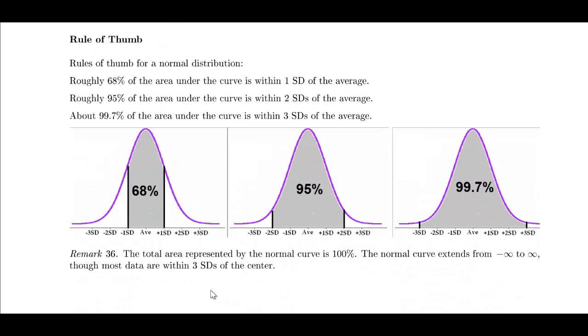One of the properties is a rule of thumb that's very useful, because we found that roughly 68% of the area under the curve is within 1 standard deviation of the average. Remember, the curve is always centered at the average, so here's my average. If you go out 1 standard deviation in either direction, then the area under the curve is going to be 68%. If you take the average and go out 2 standard deviations in either direction, then you'll have about 95%. And if you go out 3 standard deviations in either direction, then you're going to have about 99.7% of the area under the curve.